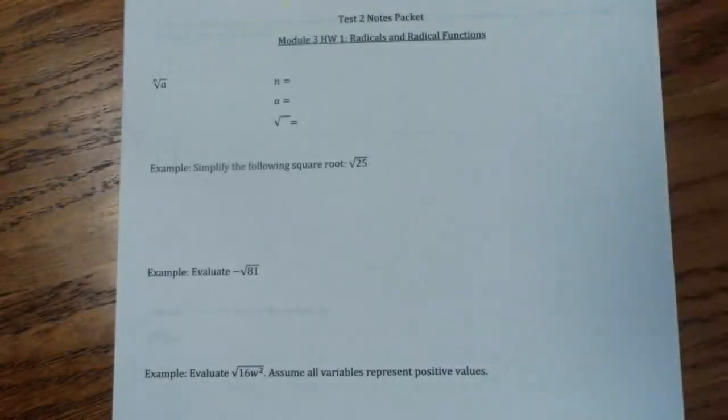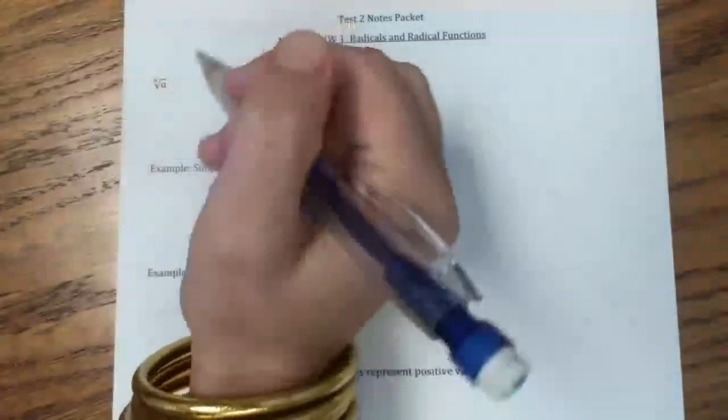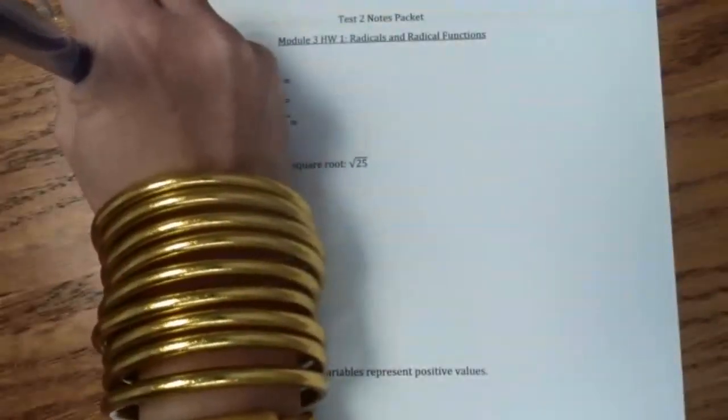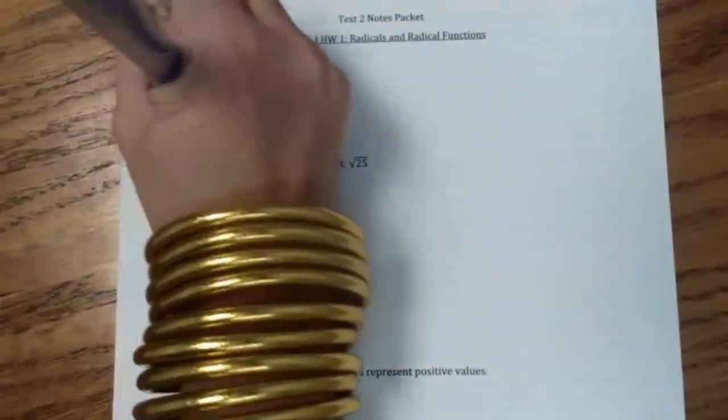This video is going to go over Module 3, Homework 1. So we made it to Test 2, radicals and radical functions. Starting off, I'll just talk about radicals in general. This is going to be the nth root of a. That's how we're going to say this.